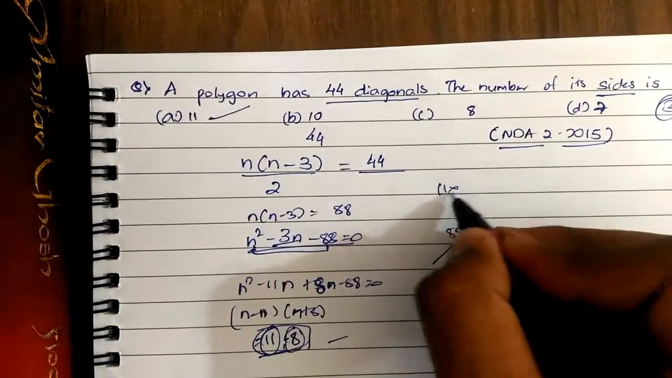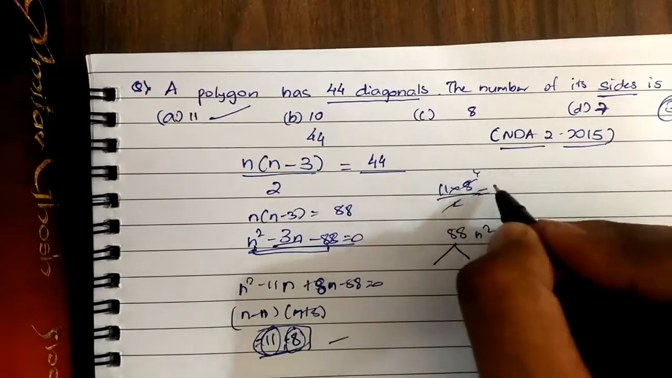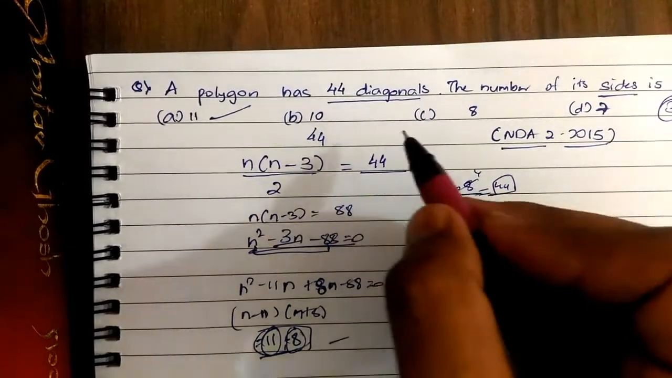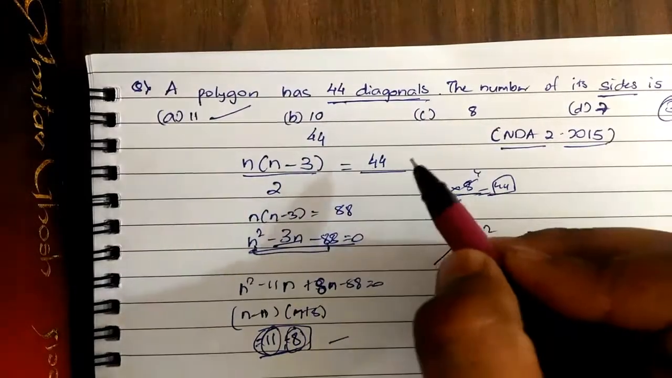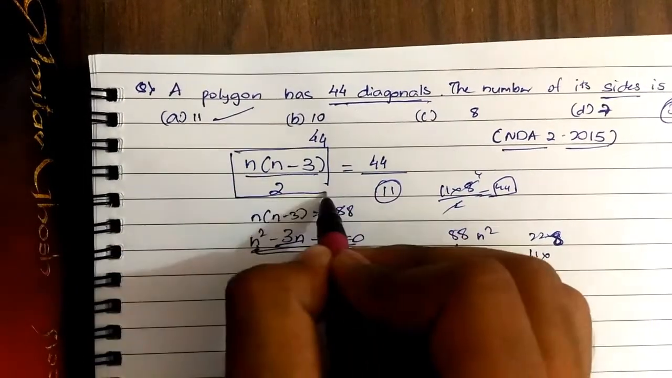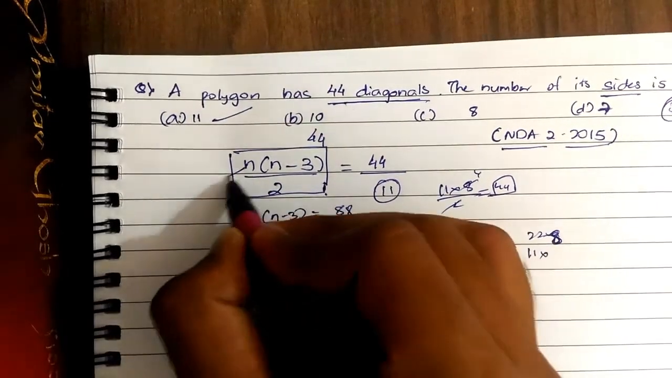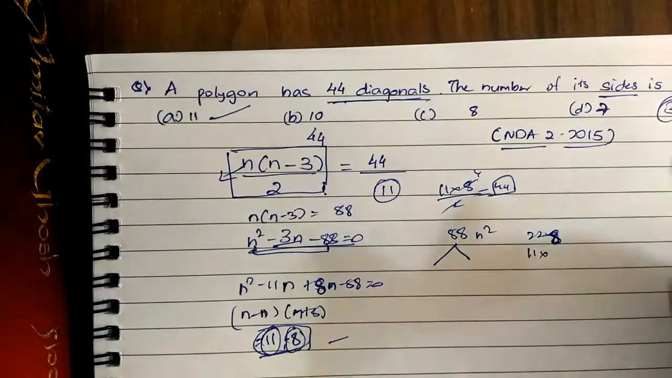If you check, 11 into (11 minus 3), 11 minus 3 is 8, so 11 into 8 by 2 is equal to 44. So the polygon with 44 diagonals will have 11 sides. So you need to remember this formula, n into (n minus 3) by 2. This is the formula for the number of diagonals in a polygon, where n is the number of sides. So that's it. Thanks for watching.